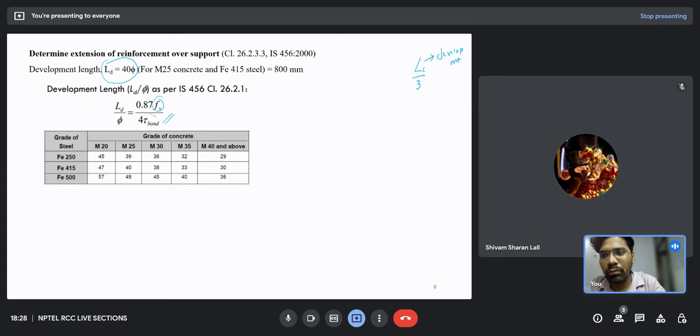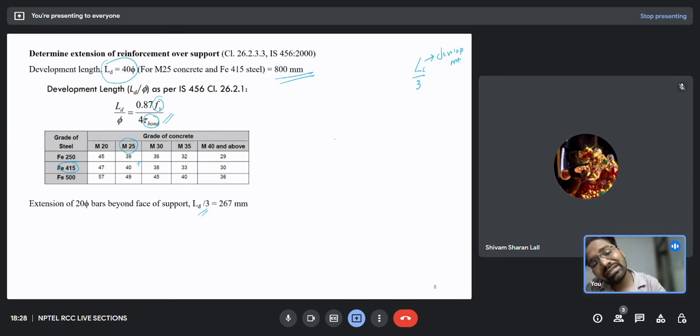The bond stress depends upon the fck value. So considering all of these points, we have this table for M25 and for Fe415: 45 phi would be the development length. So multiplying 40 into 45, what value will I get? I will get 800 mm, and the extension of my bar into the support will be LD by 3, that is 267 mm.